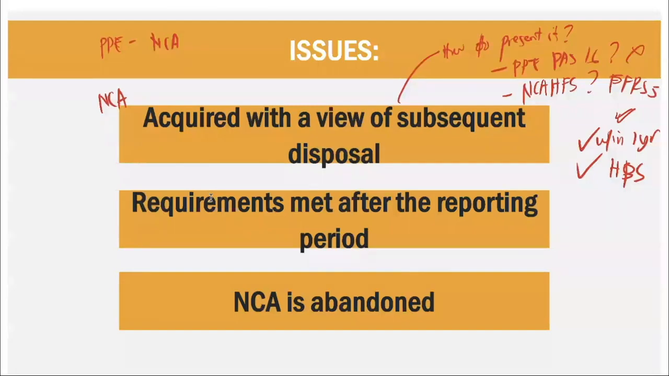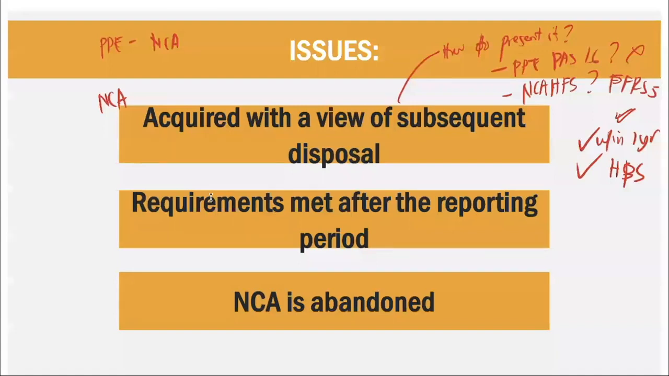Take note of this. You have a non-current asset acquired with a view of subsequent disposal. Now, your problem here is how do we present it? Is it PAS 16? Is it PFRS 5? So we look into if ever the requirements of PFRS 5 are met. What are the requirements to recognize a non-current asset as held for sale? We have these requirements.